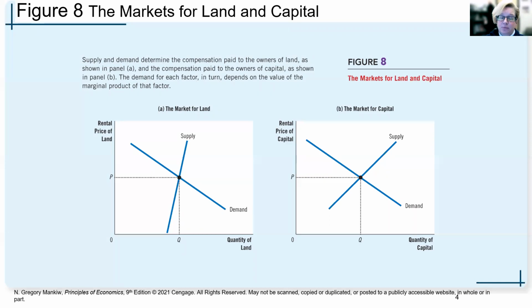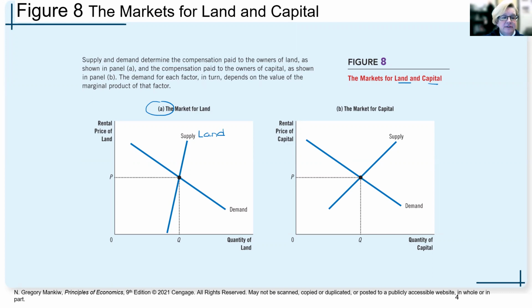So again, just kind of putting this in supply and demand terms. Here we have the markets for land and capital. Here in panel A, we have the market for land. So we have a supply of land. Okay, that's the amount of land which is available. And the demand for land are business people that want to use that land for whatever purpose or what have you.